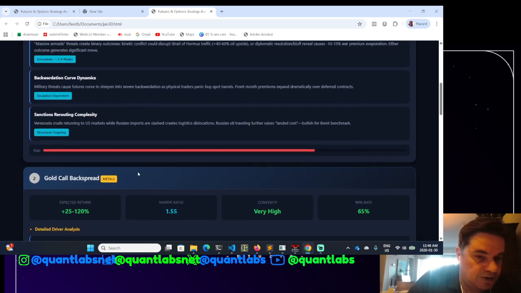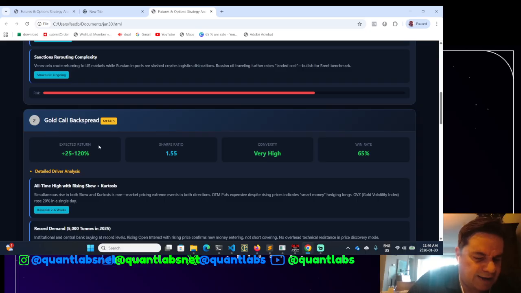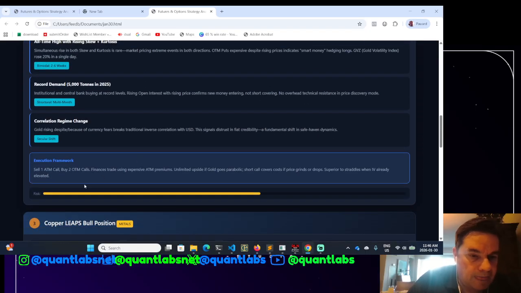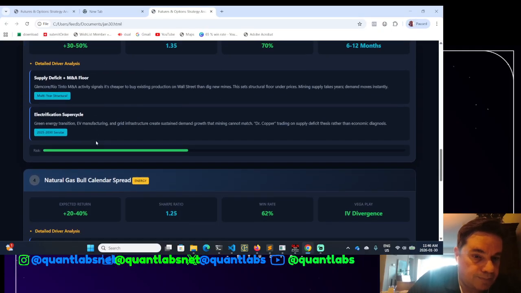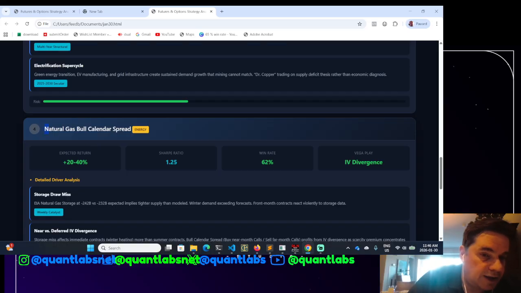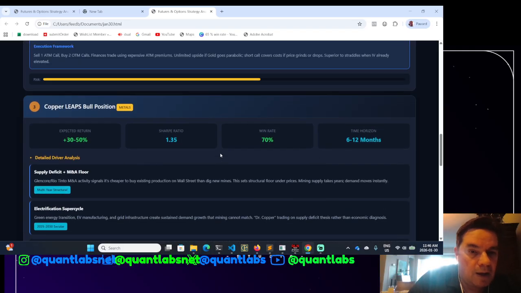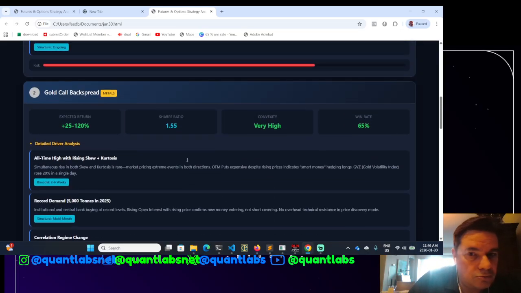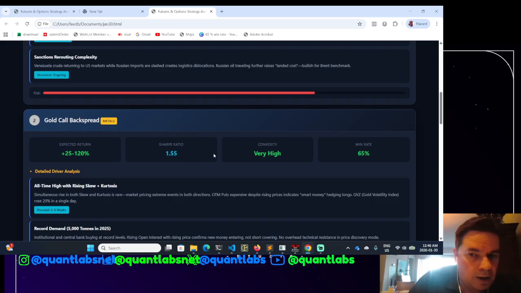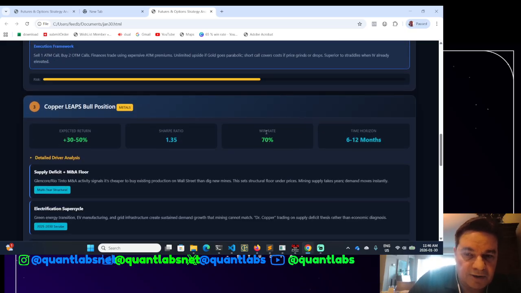So here again, we just went through that. We have the gold call backspread. We went over that. Execution framework. Again, the copper LEAPS bull position. Now this is another one here, which is not talked about. So what I like about this, from what I'm seeing, is which one's going to give you the highest rate of return, which one's going to give you potentially the best win ratio. So maybe this copper LEAP might be one that you may not think about.